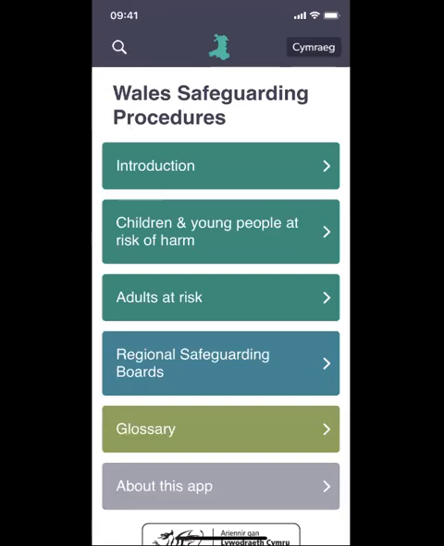This video provides an overview of the Wales safeguarding procedures, providing a demonstration of how the structure and the content of the procedures are set out using the app.